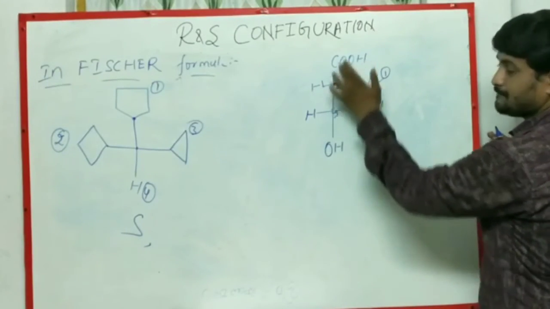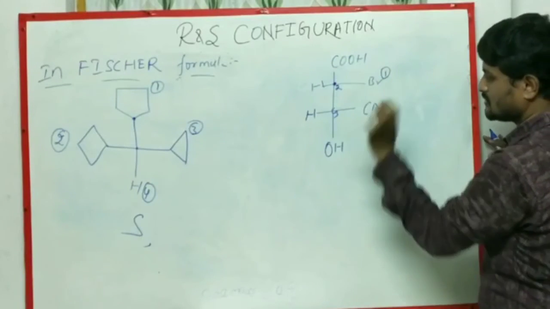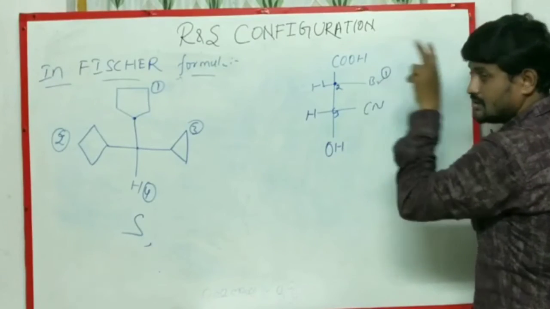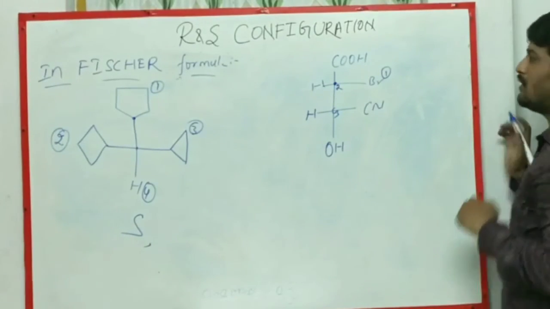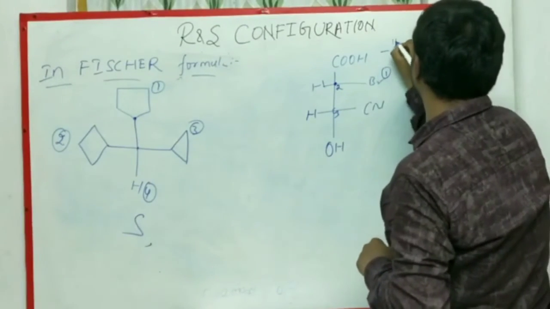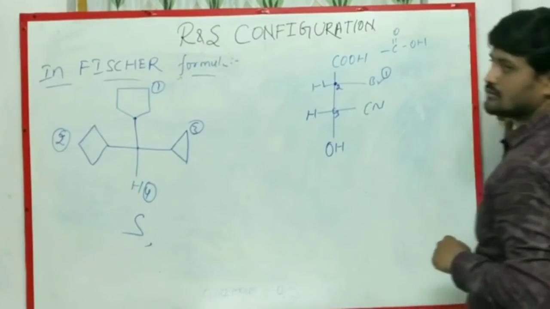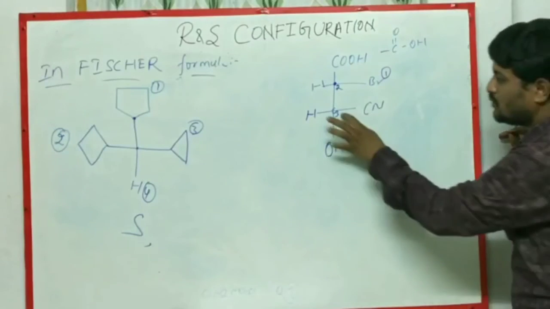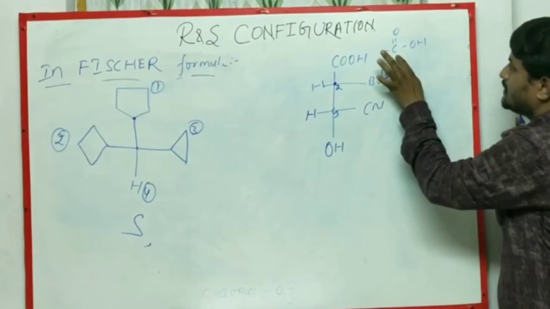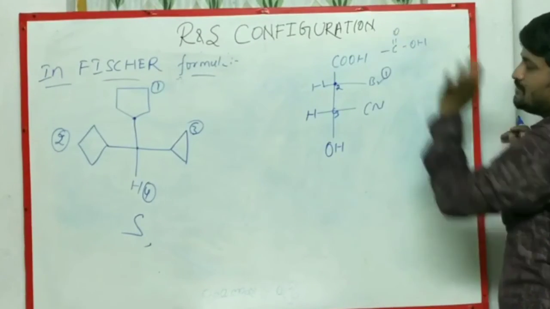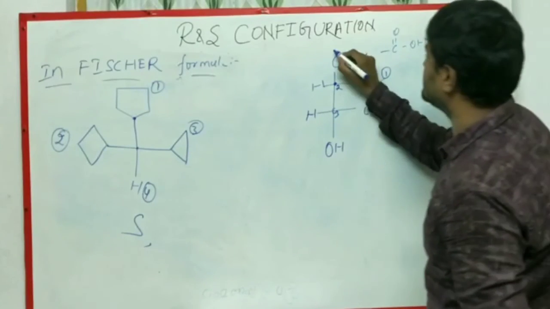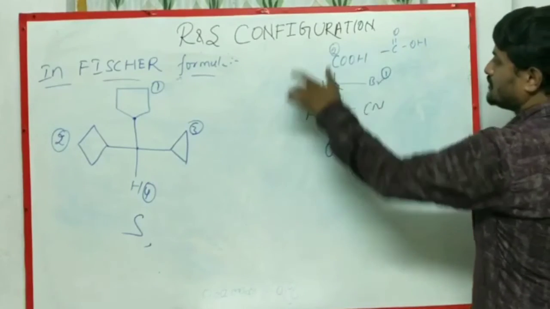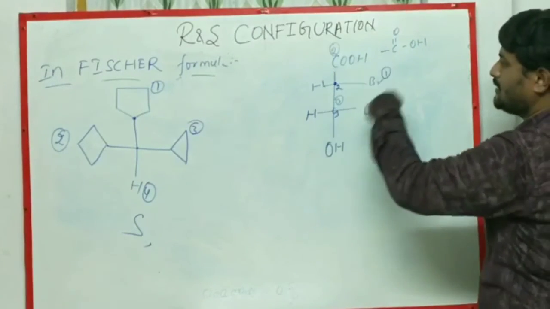The first atoms are the same. Second atoms: here the second atom is oxygen, here the second atom is oxygen. But here the second atom is double bond O, C double bond O, bond OH, and again an oxygen atom is also there. Here there is only one oxygen atom. Here the second atom is oxygen with a double bond. Then second priority, third priority.